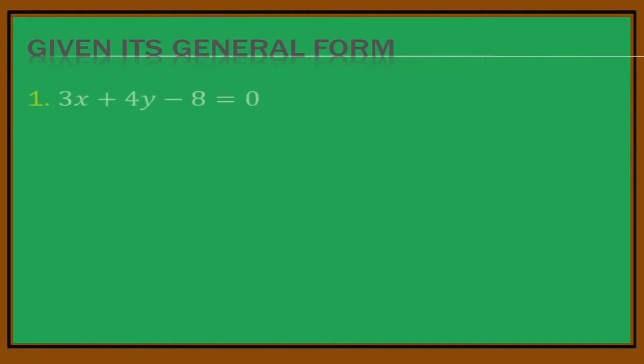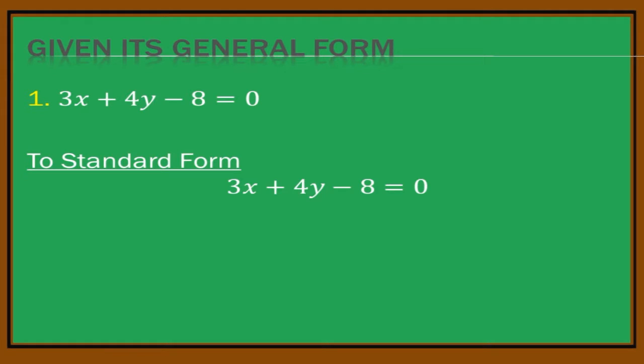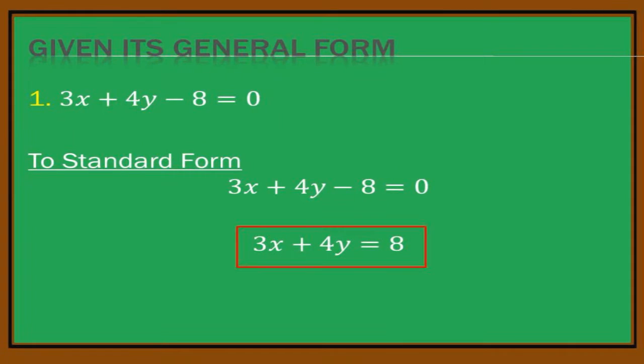Let's have some examples if the general form of the equation of the line is given. Example number 1. The given is 3x plus 4y minus 8 equals 0, and we would like to write it in its standard form. We start from the given equation, 3x plus 4y minus 8 equals 0. Our target is to move the constant on the other side of the equation. So we will apply addition property of equality. We will add positive 8 on both sides of the equation. So the equation would be 3x plus 4y equals 8, and that is the standard form of the equation of the line given.